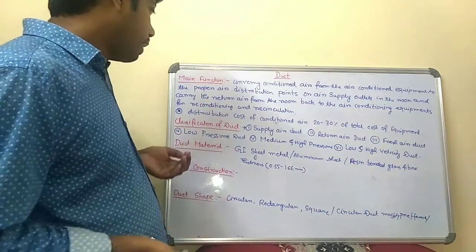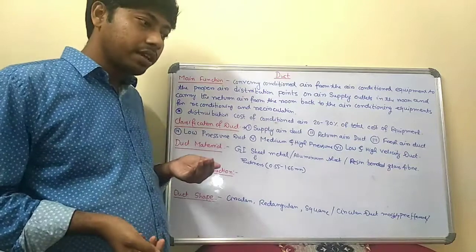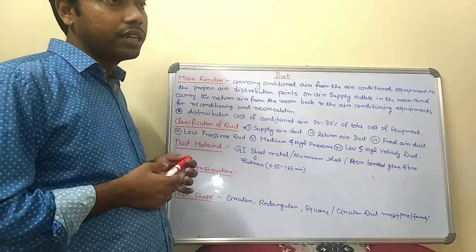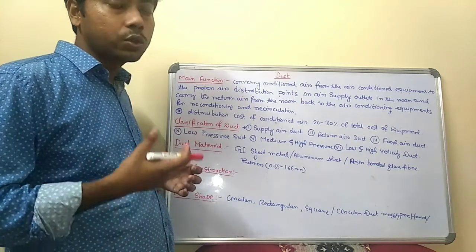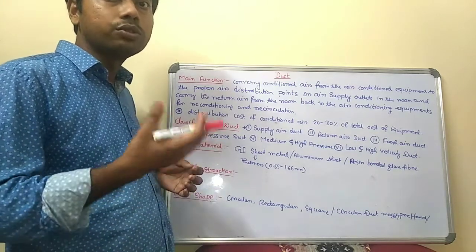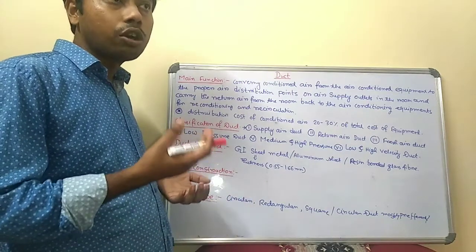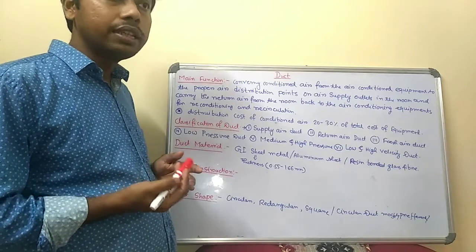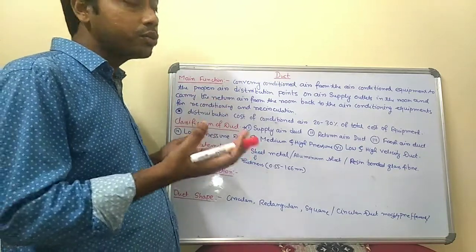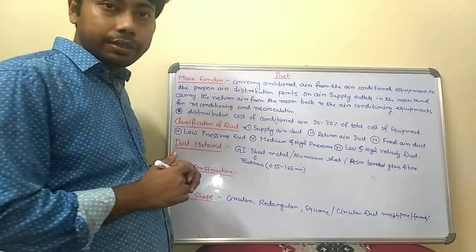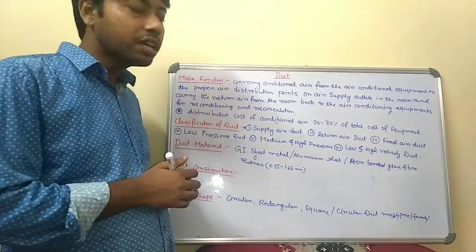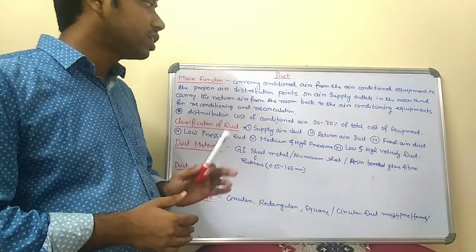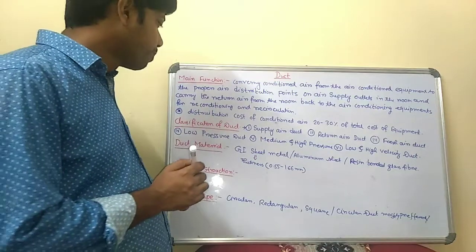And what is the cost? The cost of the duct system is about 20 to 30% of the total system cost. If the total cost of the system is 100 rupees, then 20 or 30 rupees is almost the cost due to the duct. It is approximate that 20 to 30% of the cost goes to the distribution of the conditioned air.